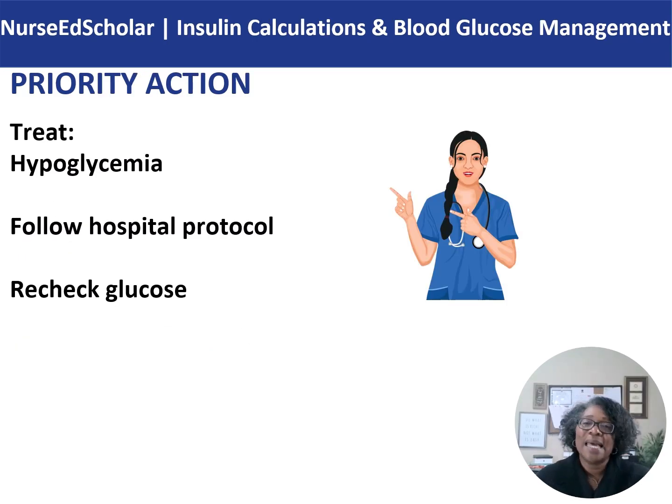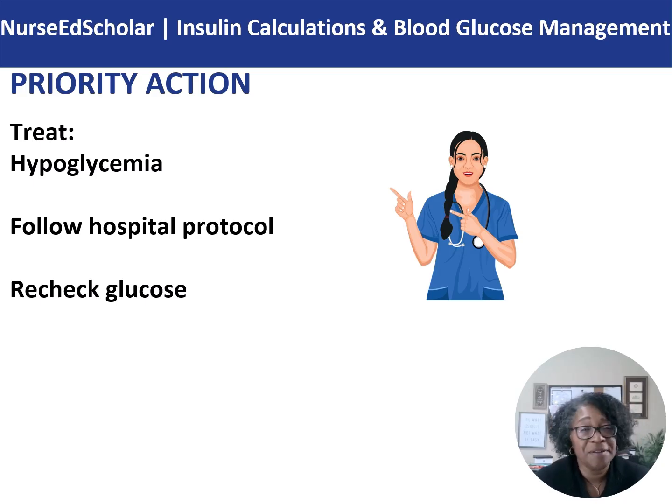We're saying, hey, he has hypoglycemia. You are going to follow your hospital's protocol. They may want you to give him some D50. And then, of course, you're going to recheck his blood sugar if you give him D50. If he's awake, but he's NPO. But there are different things.